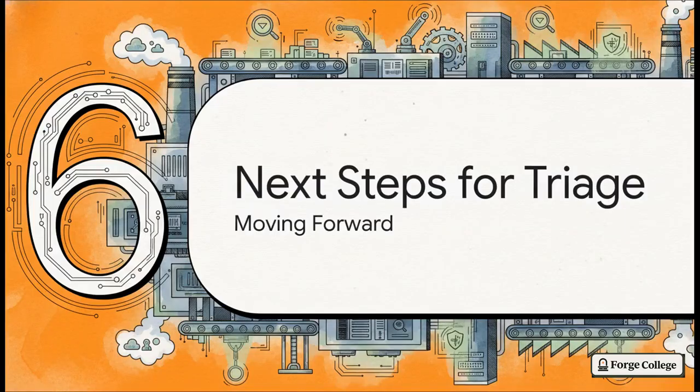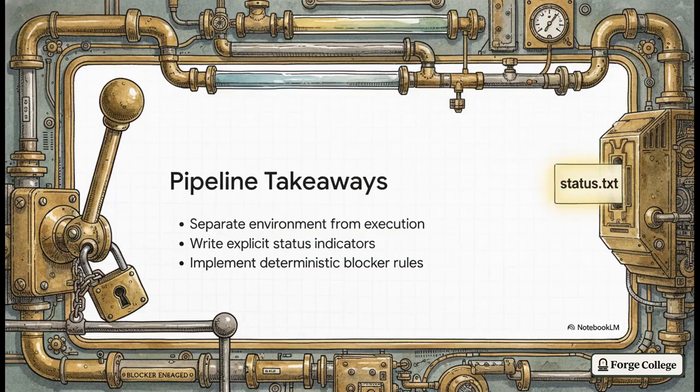Finally, Section 6, next steps for triage. Let's talk about moving forward. With our factory fully operational, verified, and ready to churn out data, let's quickly summarize the 3 core takeaways of this explainer so you leave here with a rock-solid understanding of CI/CD security automation. Number 1, always separate your environment setup from your actual analysis execution to minimize testing friction. Number 2, write explicit status indicators like a simple status.txt directly to your results folders to make downstream automation a breeze. And number 3, treat your blocker rules as a policy decision and implement them deterministically in a config file.